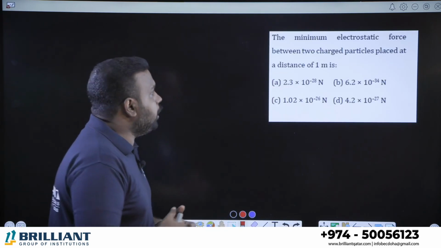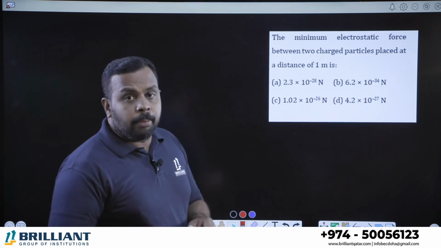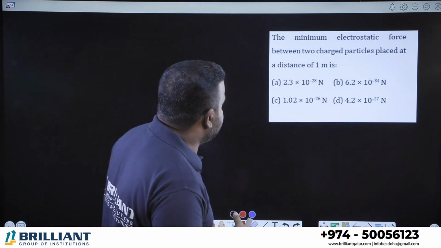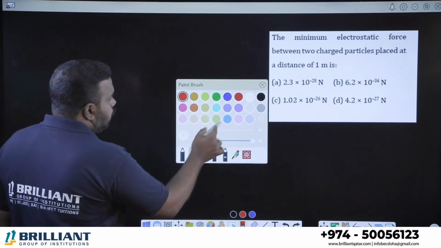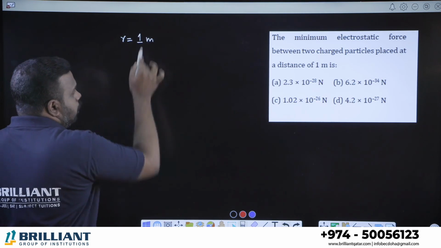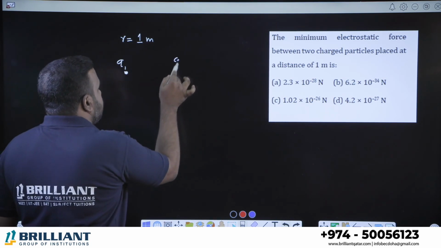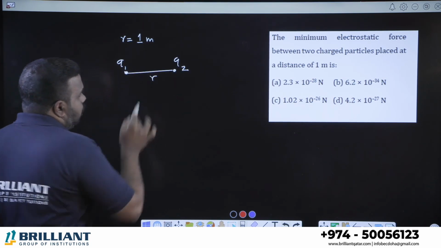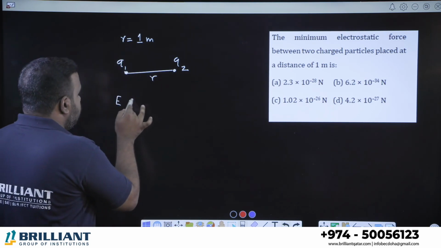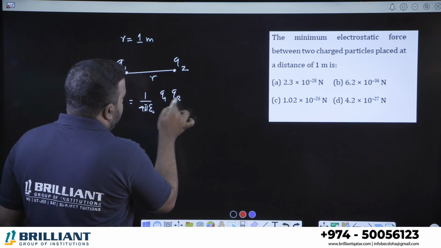Look at that. The minimum electrostatic force of repulsion between two charged particles placed at a distance of 1 meter is. So here in this question, the distance of separation is given. R is equal to 1 meter. If there are two charges, Q1 and Q2, kept at a distance R, we have the formula E is equal to 1 by 4 pi epsilon naught Q1 Q2 by R square.